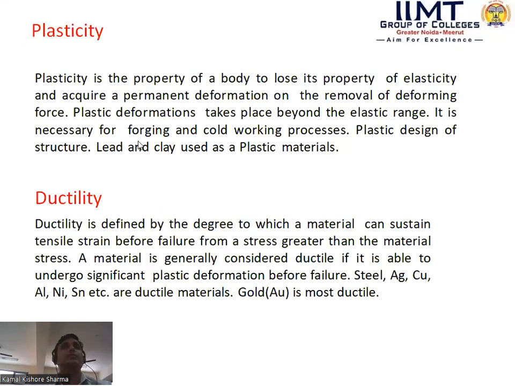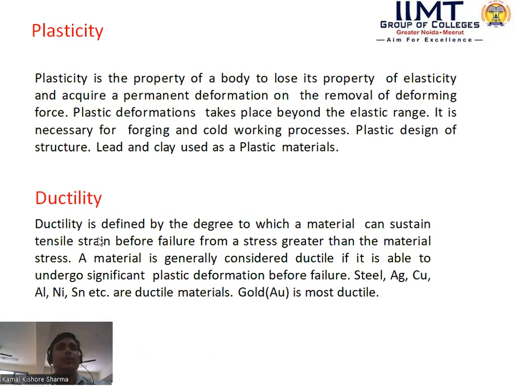And another property is plasticity. Plasticity is the property of a body to lose its property of elasticity. मतलब हमने पहले ही ग्राफ में बताया कि इलास्टिसिटी के बाद जो प्रॉपर्टी आती है वो होती है प्लास्टिसिटी, and acquire a permanent deformation. प्लास्टिसिटी को हम परमानेंट डिफॉर्मेशन भी कह सकते हैं ऑन द रिमूवल ऑफ डिफॉर्मिंग फोर्स. प्लास्टिक डिफॉर्मेशन टेक प्लेस बियॉन्ड द इलास्टिक रेंज. जो प्लास्टिक डिफॉर्मेशन होता है वो इलास्टिक डिफॉर्मेशन के बाद आता है. It is necessary for forging and cold working processes. Plastic design of structure; lead and clay are used as plastic material. lead और clay को हम प्लास्टिक मटेरियल के रूप में यूज करते हैं.